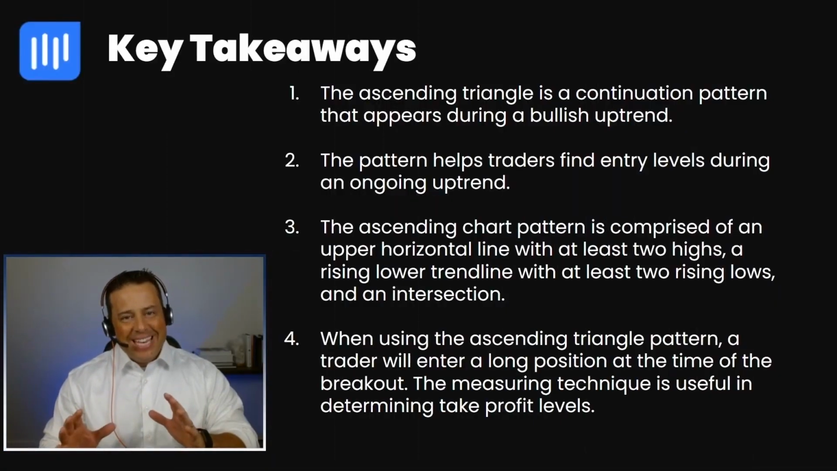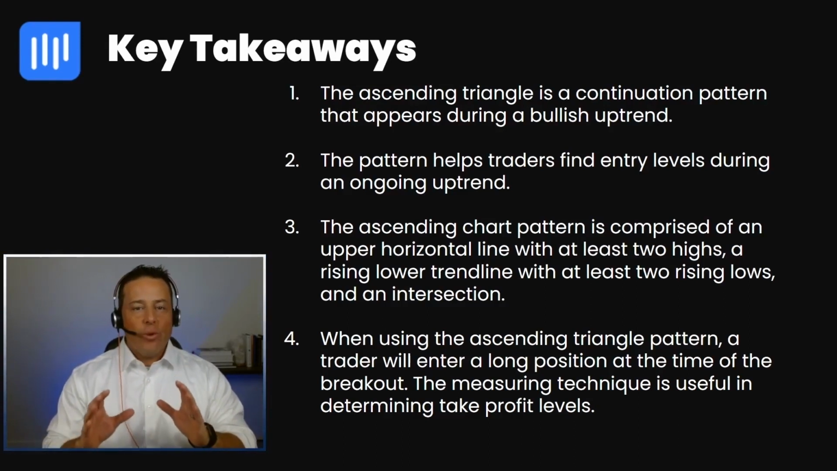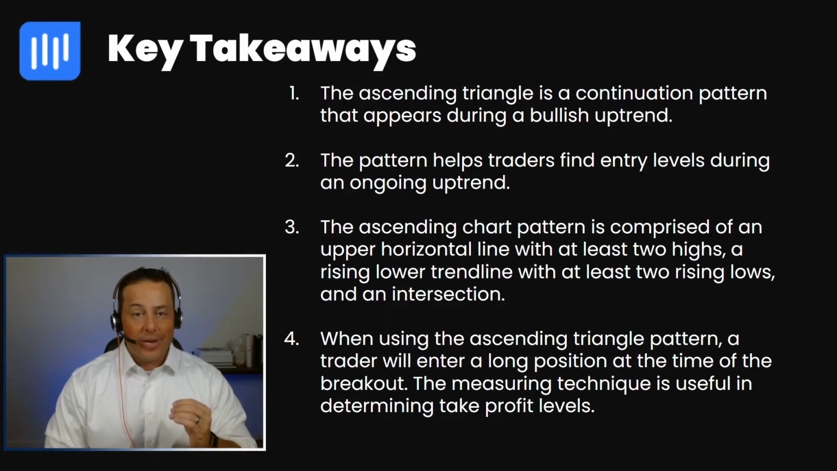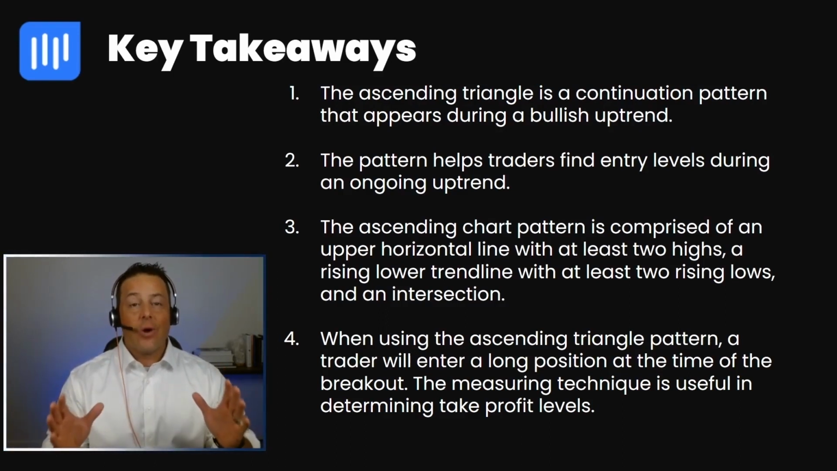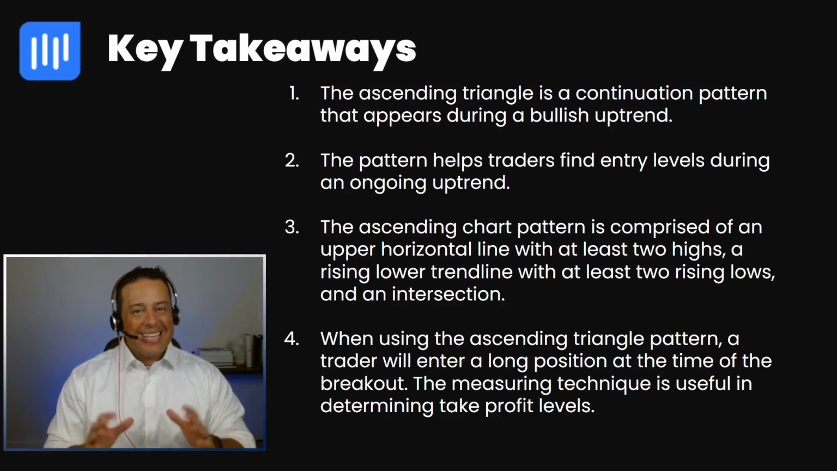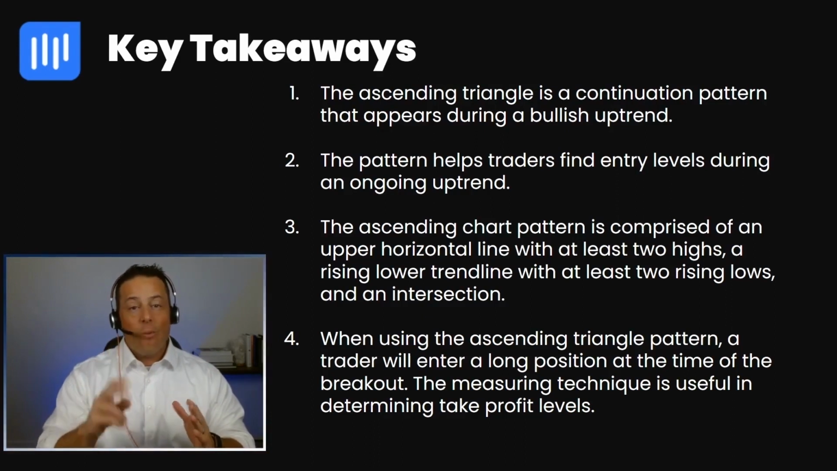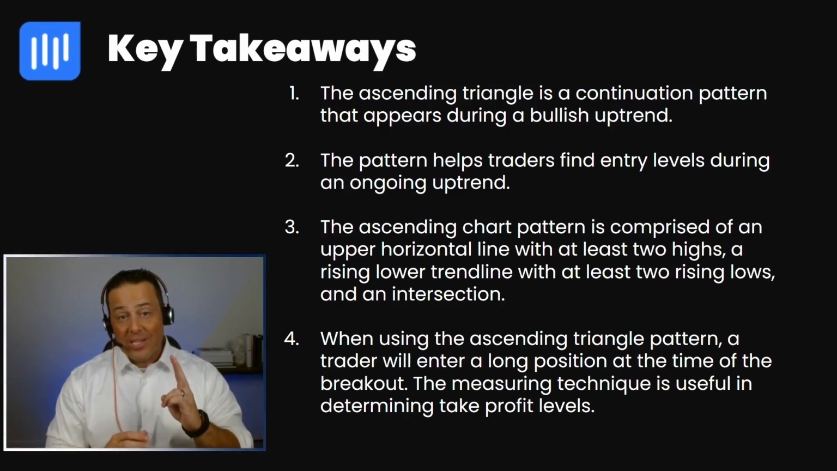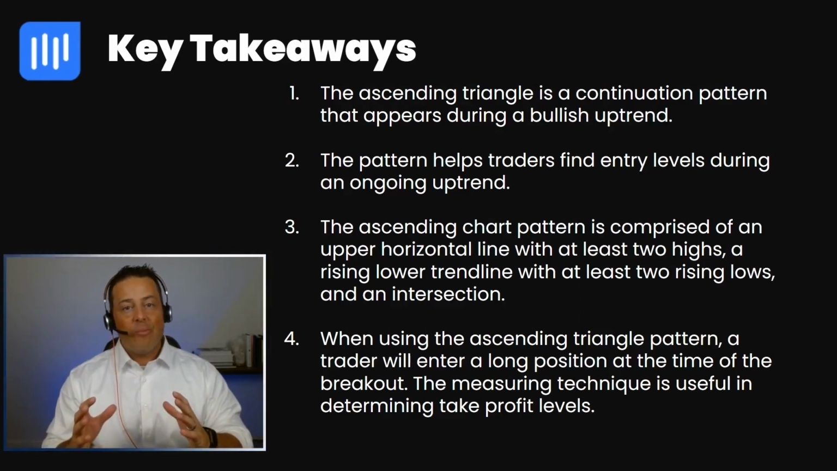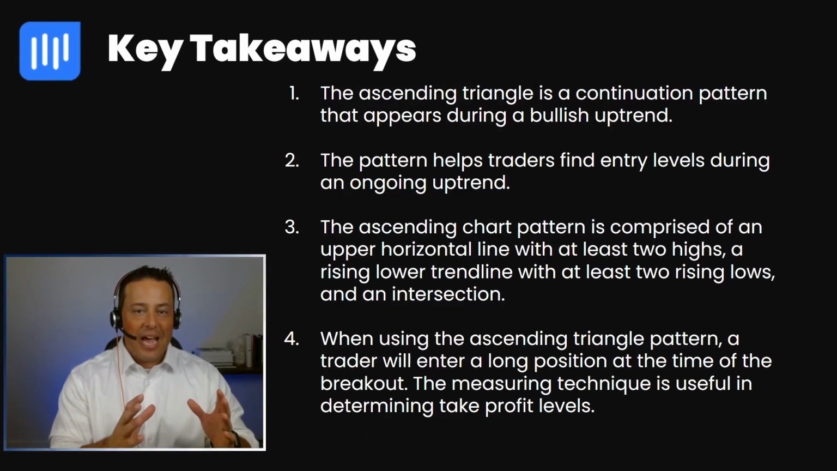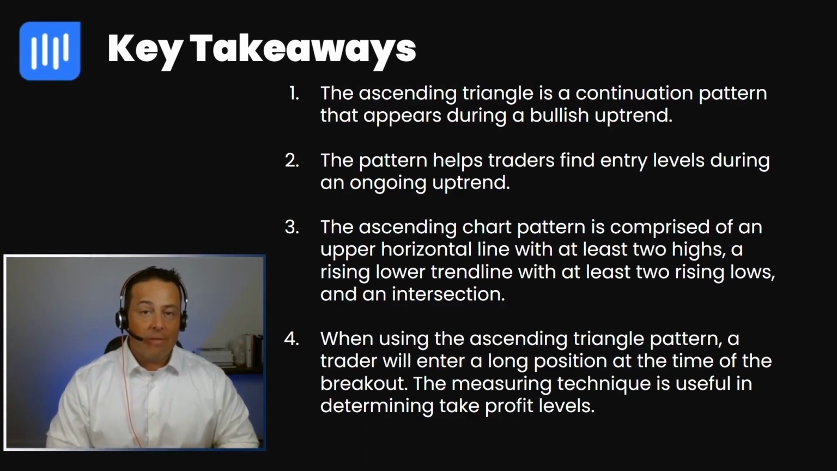Now, let's review some of the key takeaways from the ascending triangle. Number one, the ascending triangle is a continuation pattern that appears during a bullish trend. Number two, the pattern helps traders find entry levels during an ongoing uptrend. Number three, the ascending chart pattern is comprised of an upper horizontal line with at least two highs, a rising lower trend line with at least two rising lows, and an intersection. Number four, when using the ascending triangle pattern, a trader will enter a long position at the time of the breakout. The measuring technique is useful in determining those take profit levels.